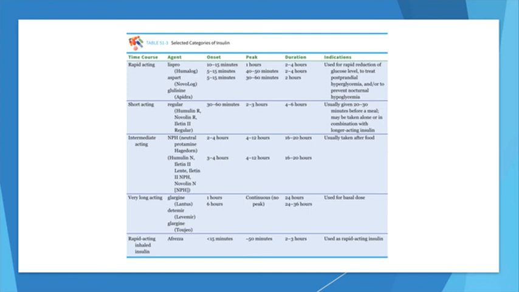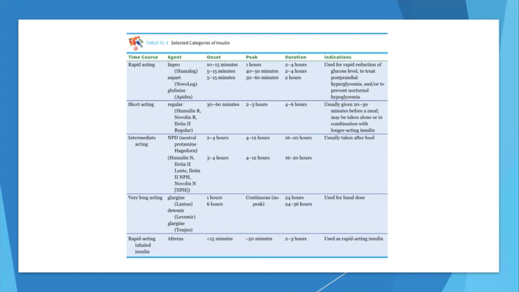Okay. And then your short acting, same thing. They don't take too long to act, just a little longer though. This is going to be your regular insulin. Takes about 30 to 60 minutes to start working and lasts a little longer, about 4 to 6 hours.